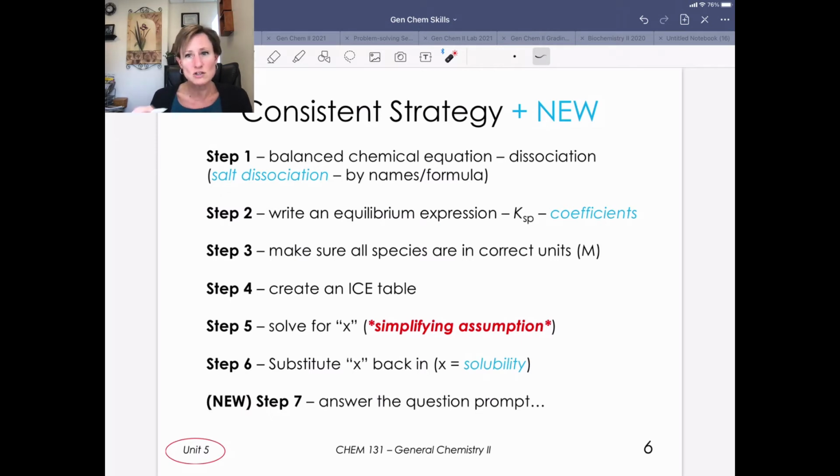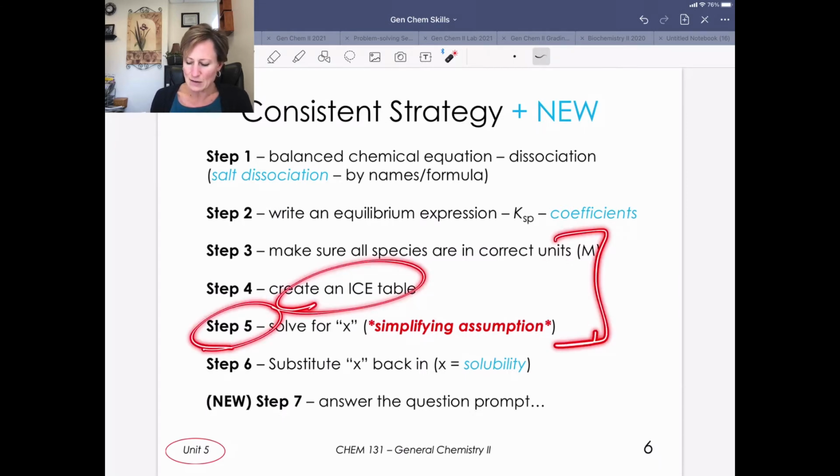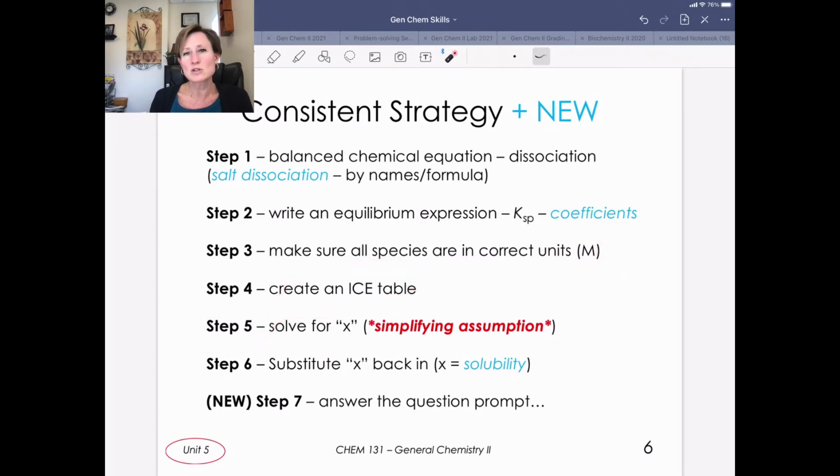Make sure those coefficients become exponents in your equilibrium expression. Making sure species are in the right units. We're going to tend to see molarity here. Create an ICE table, solve for X. All of this is the same. We're going to see those same simplifying assumptions, all of that good stuff again.